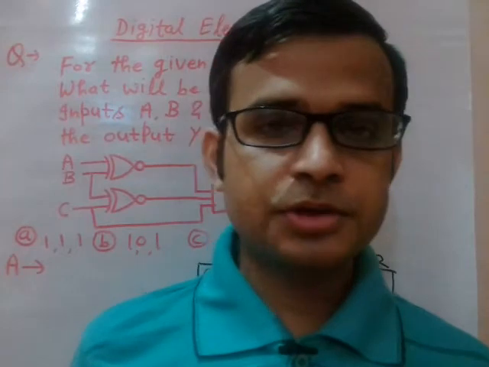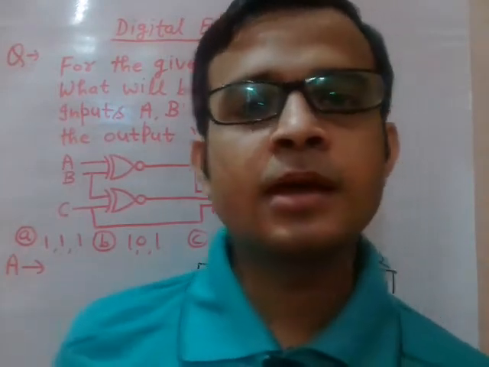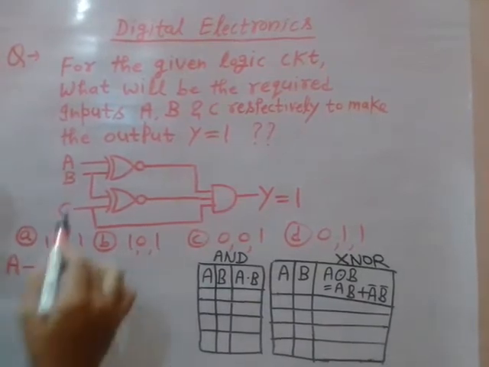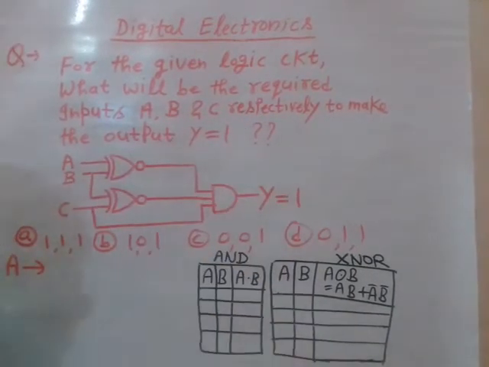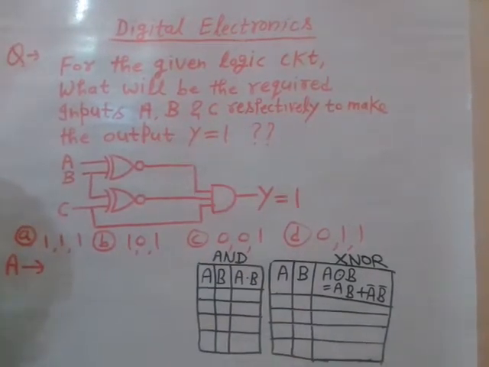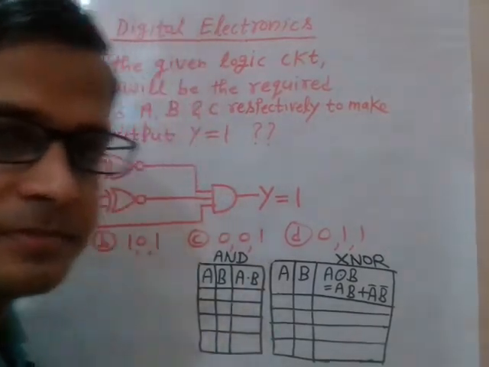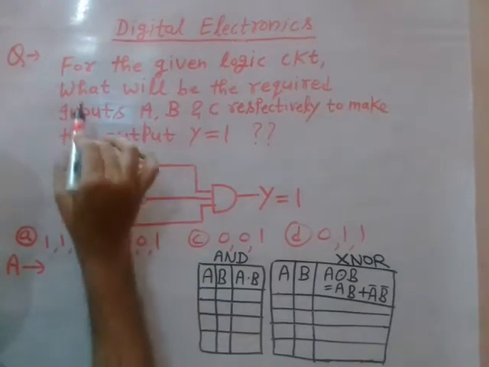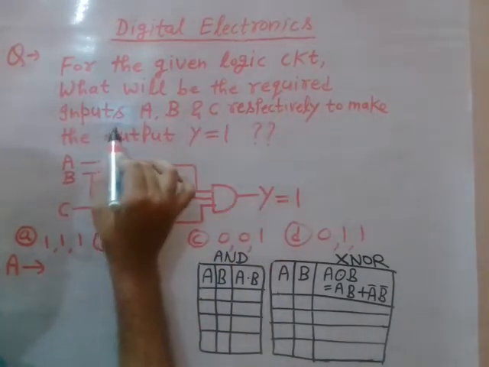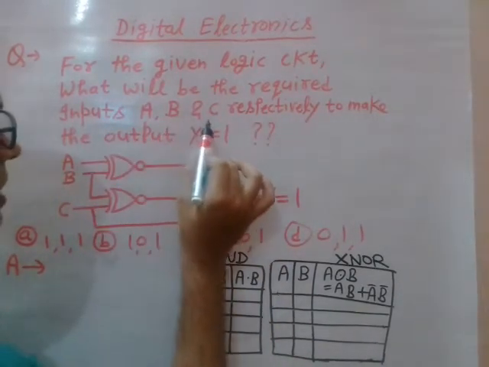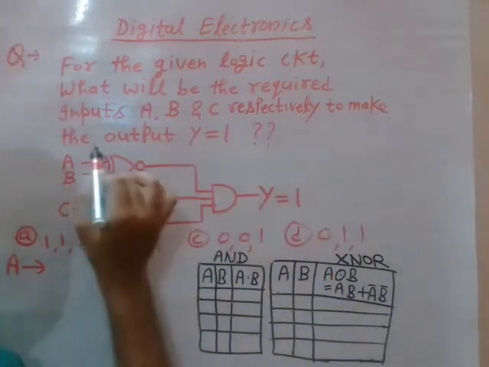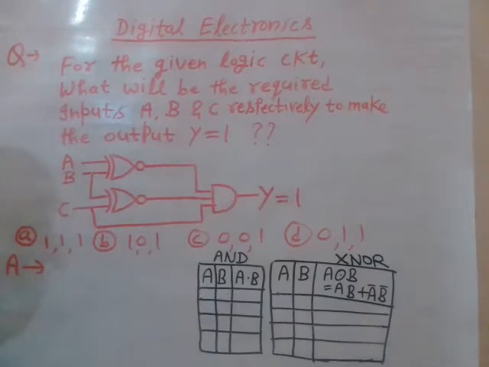Let us solve one question on digital circuits, digital electronics. This question has been asked in your ESC 2011 examination. Just read the question statement. For the given logic circuit, what will be the required inputs A, B and C respectively to make the output y equal to 1?